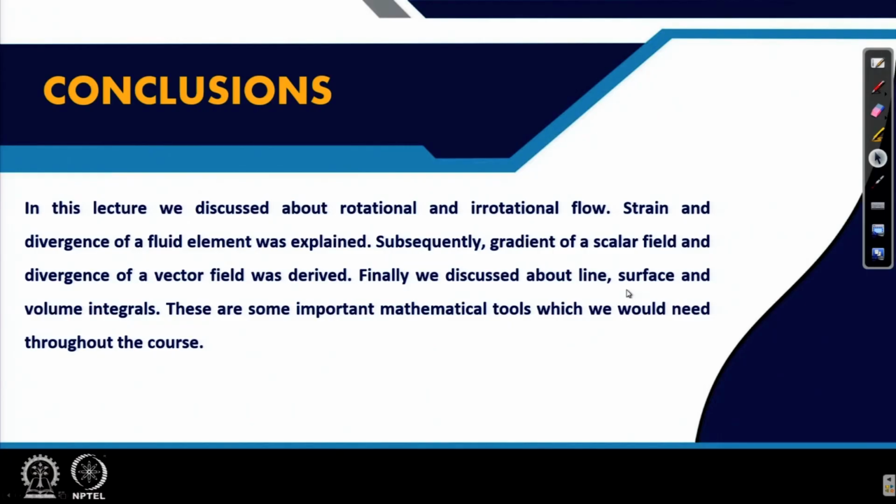So, we conclude this lecture saying that we discussed rotational and irrotational flow. We also discussed strain of a fluid element, and then subsequently the divergence of a fluid element was explained. Then we looked at gradient of a scalar field and divergence of a vector field in the mathematical tool building exercise, and we also initiated the discussion on different kinds of integrals, including line and surface integrals, and we discussed in detail the line integral. So, these are going to be important mathematical tools which we would require all through the course. Thank you.